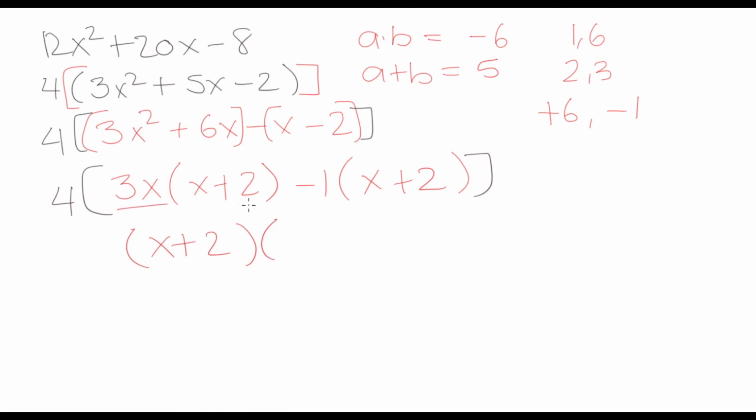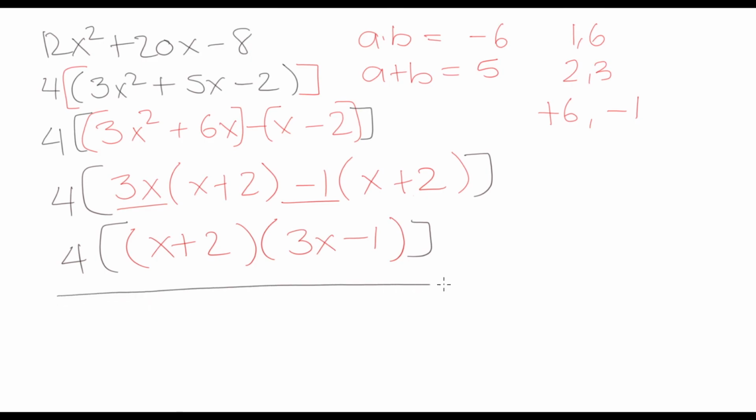and we're left with 3x minus 1, and the 4 that we originally factored out. And now this is actually our most factored form. And this is how we would factor this expression right here.